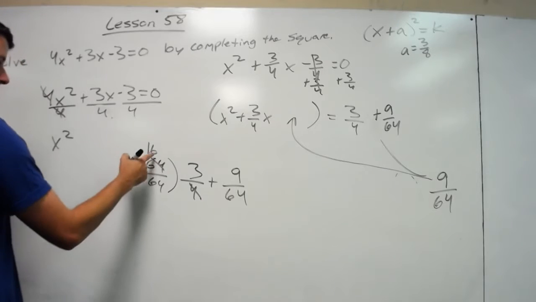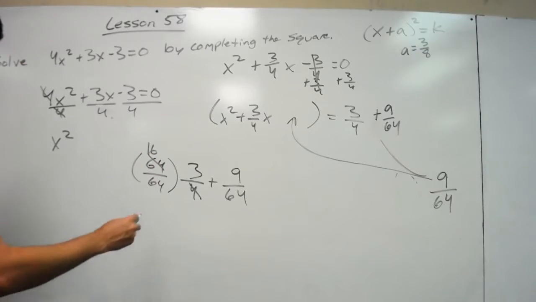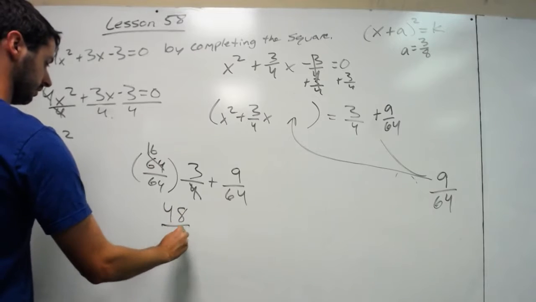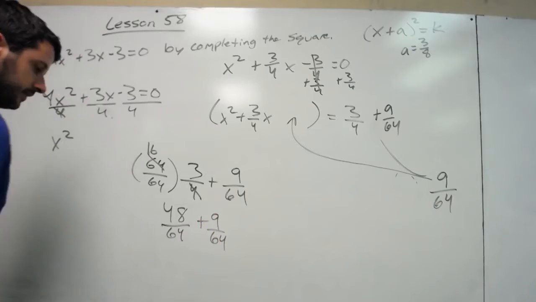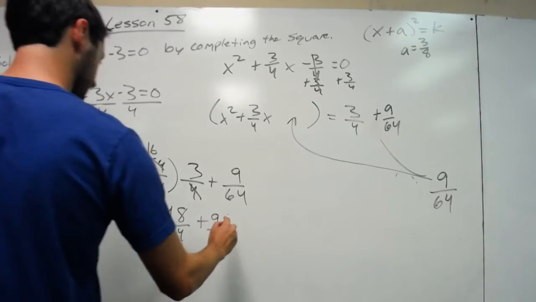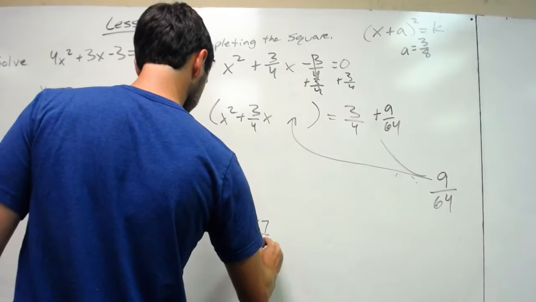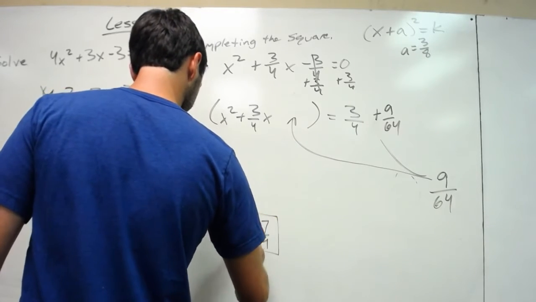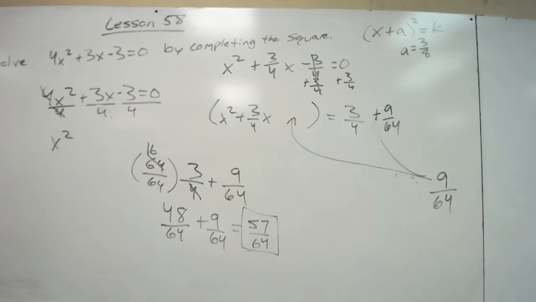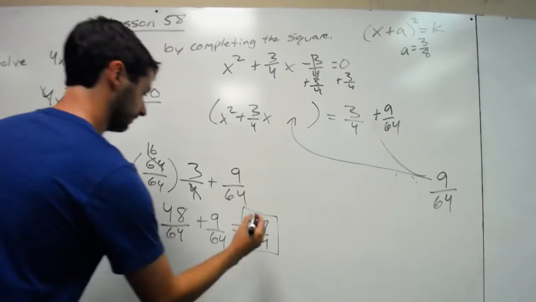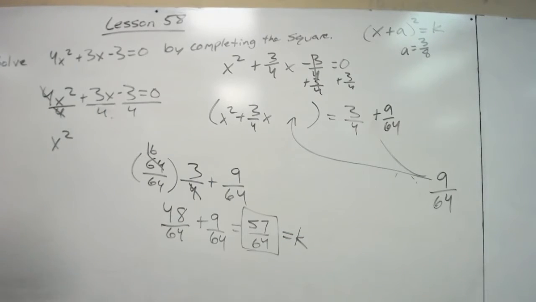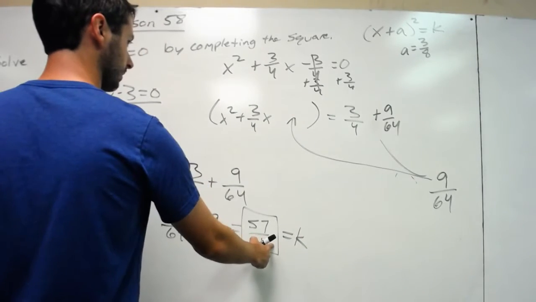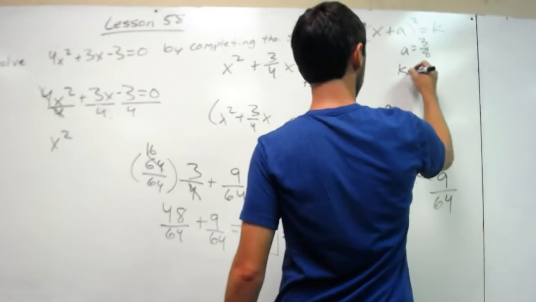So now you're going to have 16 times 3, that's 48/64, plus 9/64. 48 plus 9 is 57. And hopefully you know why we were doing that whole process, otherwise this is kind of silly. That whole process was to find k. Now that we know k, we can solve in our equation.